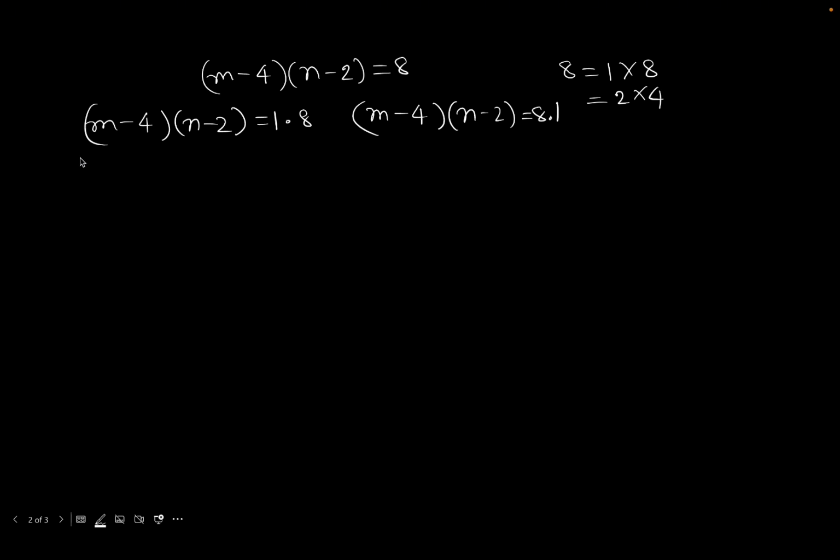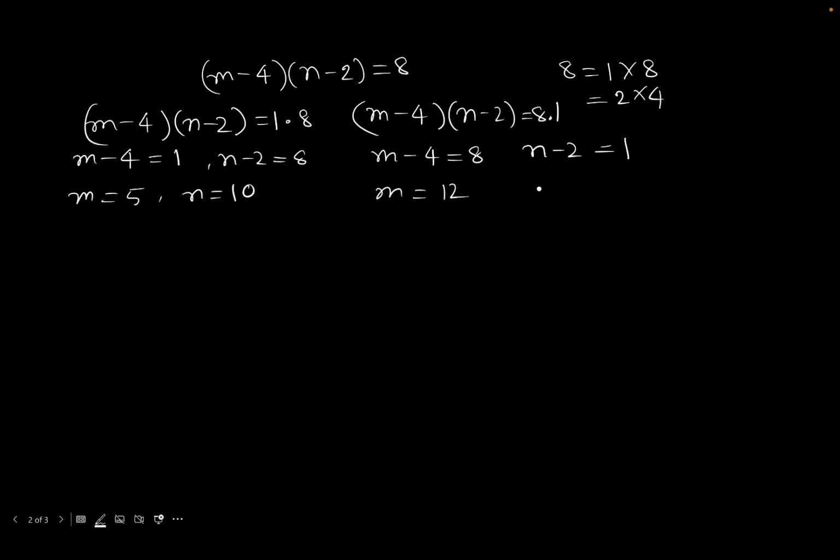So if we compare these values, then we will get m - 4 = 1, n - 2 = 8. So m will be 5, n will be 10. And if we compare these values, then m - 4 = 8, n - 2 = 1. So m will be 12, n will be 3.